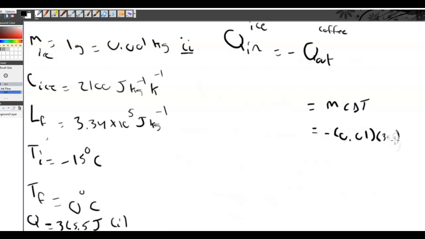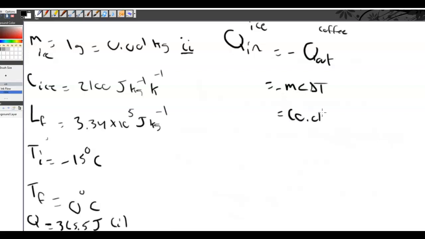Let me erase that. I'm running out of space here. 3980 times T final minus 50. Actually, let me move this over so I have enough room to write. This is going to be minus MC delta T for the coffee, 0.01 times 3980 times T final minus 50. And on the left side, now I'm doing question 3.